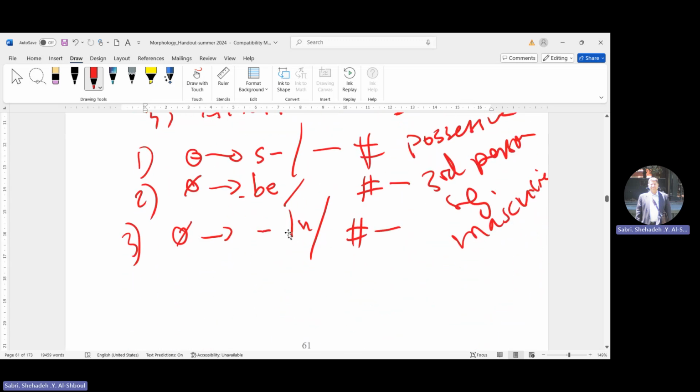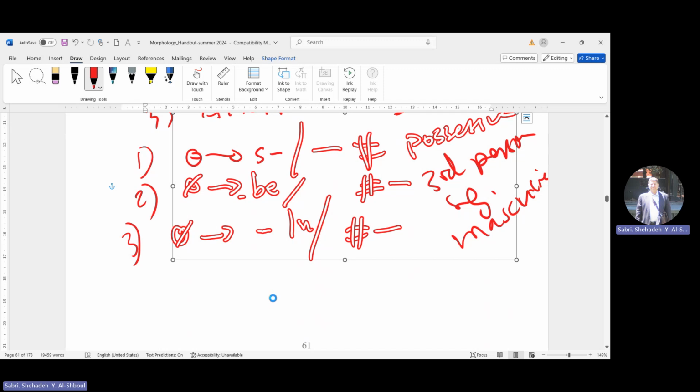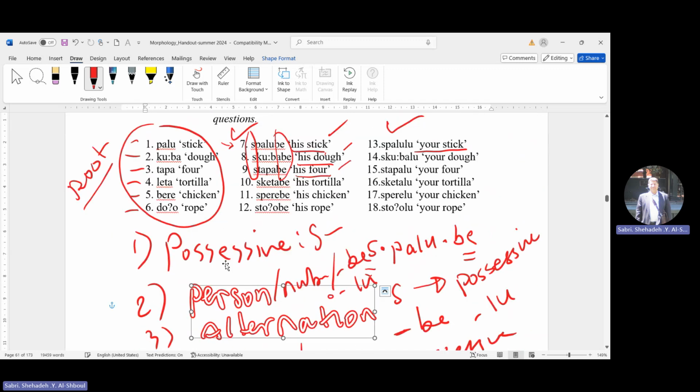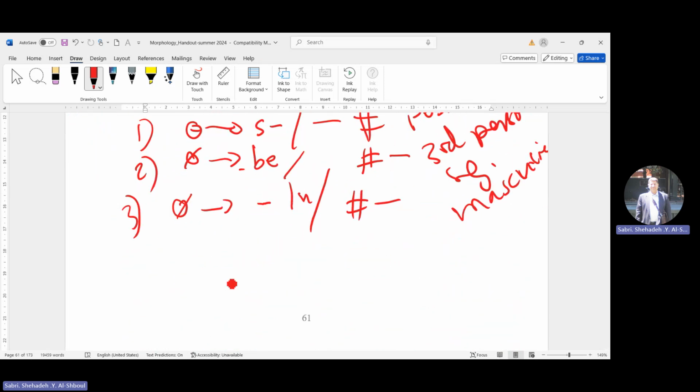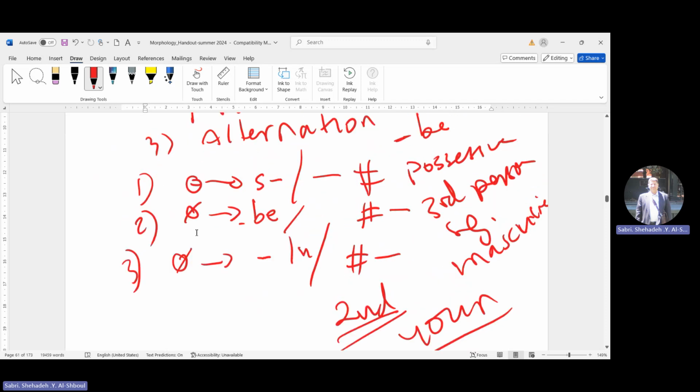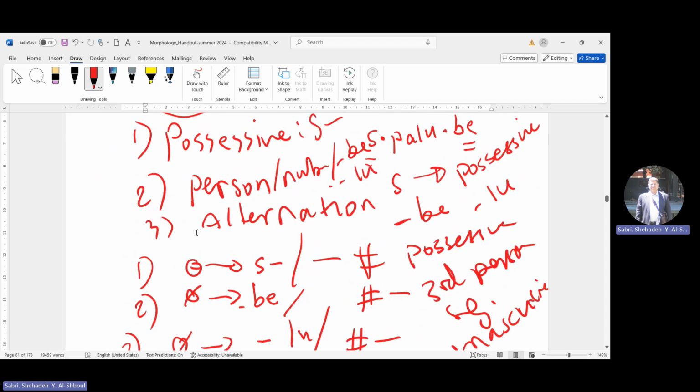And the lu here represents the second person only, because we do not know whether it is the dual, singular or plural, masculine or feminine. It is second person only because it is your, right? And there is no specific rule telling us that you is for singular versus plural versus dual, masculine versus feminine, and so on and so forth. So these are the rules representing the data here.